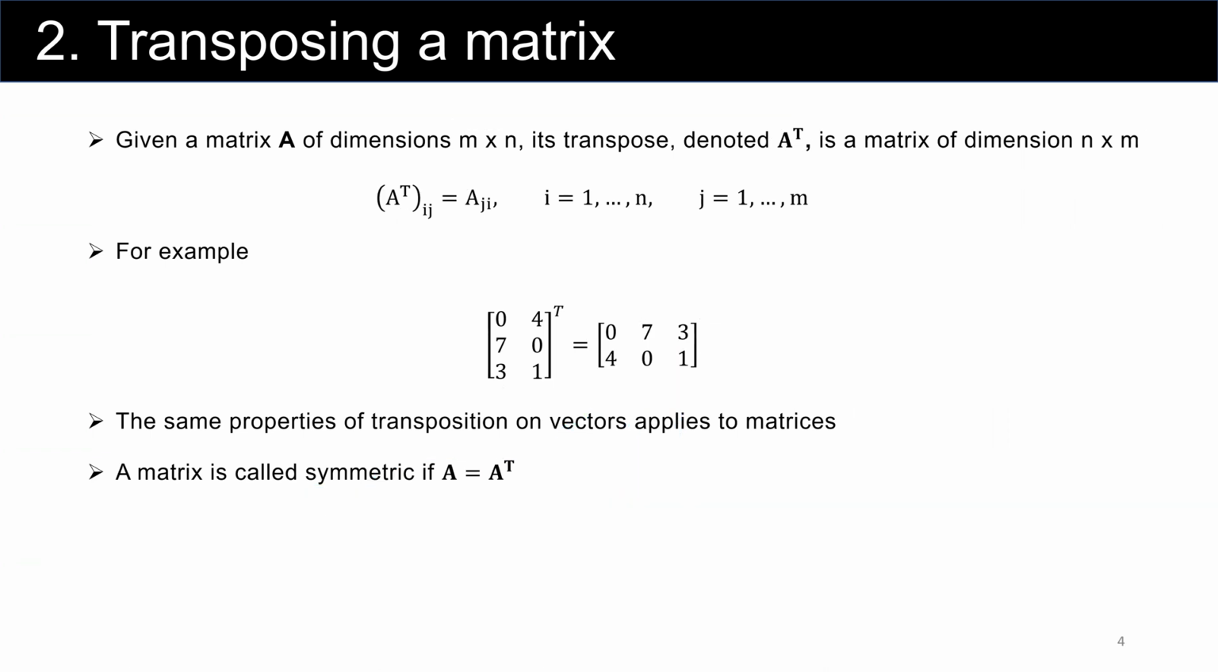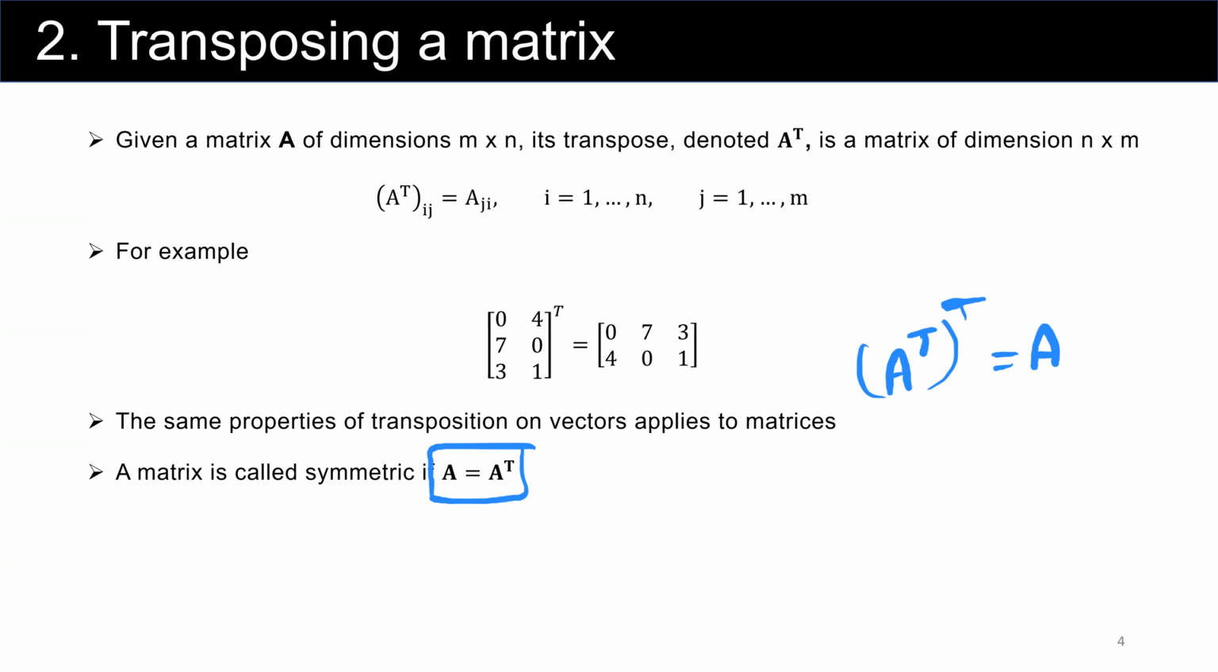Another simple way is just to visually say, all right, I have this column here. I transpose the column, and I have this row. I have the second column here. I transpose it, and I have it here. So the same properties that we talked about for transposition of vectors apply to matrices. For example, the transpose of A transpose is equal to A. And a matrix is called symmetric if A is equal to A transpose.